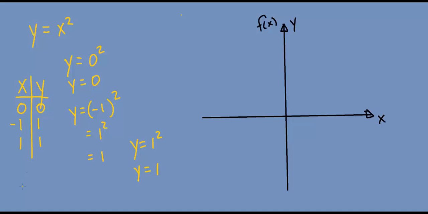Let's plot those points. 0, 0, -1, 1, 1, 1. All right, so here's 0, 0. Here's -1, 1. I'm being a little more exact. And here is 1, 1. All right, and then if we kept plugging in points from here to eternity, we would get infinite points. They would smear together into a parabola that looked like this.